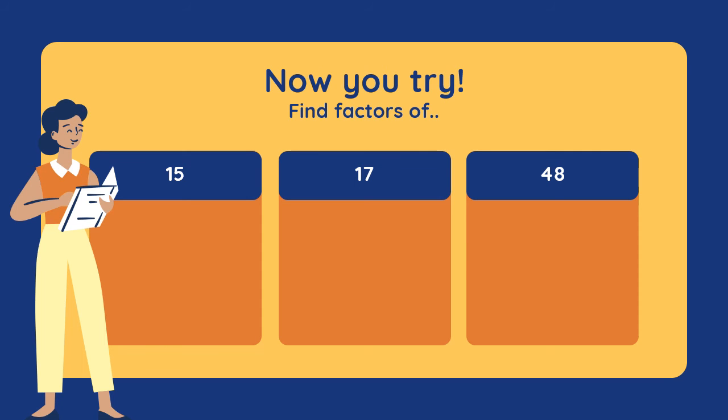Now it's time for you to try. Get a piece of paper and a pen or a pencil, and then find factors of 15, 17, and 48 one by one. Do it slowly. Follow the step-to-step for today. So first things first, write down an F and start with 1 times the number, and then continue with number 2, number 3, and so on.